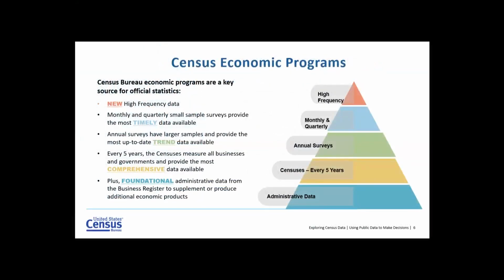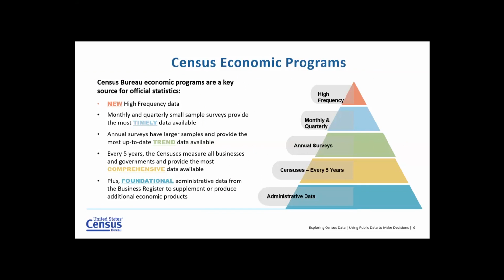Now, when it comes to our data, a pyramid is a nice representation of the relationship between timeliness and details. At the top of the pyramid are high-frequency programs where data are released on a bi-weekly basis with less details available in comparison to the programs on the lower levels in the pyramid. Then sliding down a level to our monthly and quarterly surveys, these surveys are timely and include the nation's key economic indicators. And as mentioned on the previous slide, they are used for tracking and reporting the GDP.